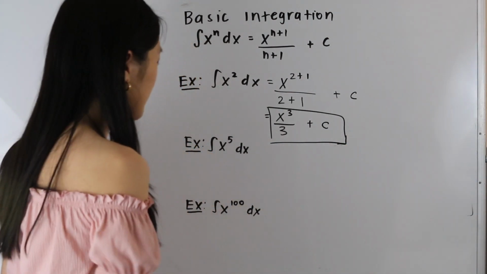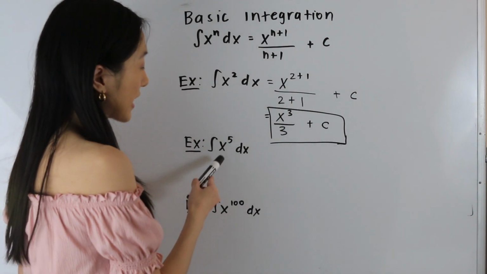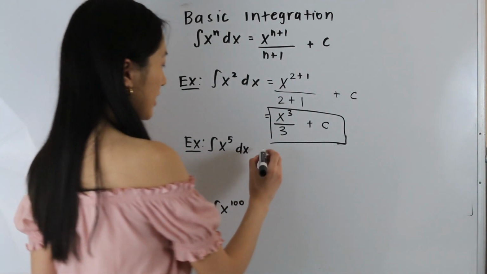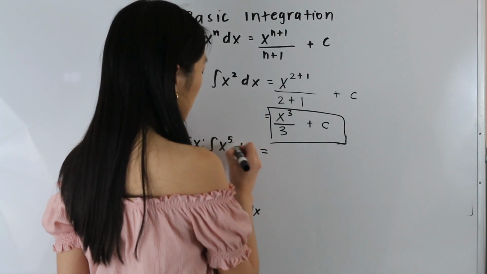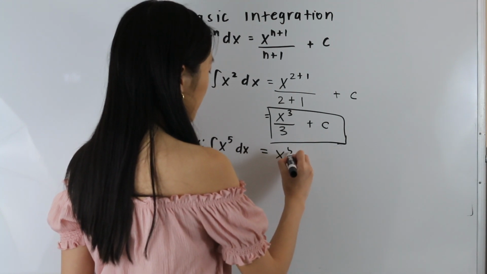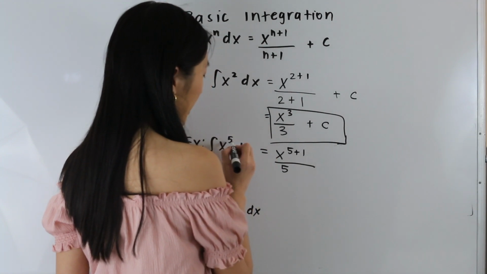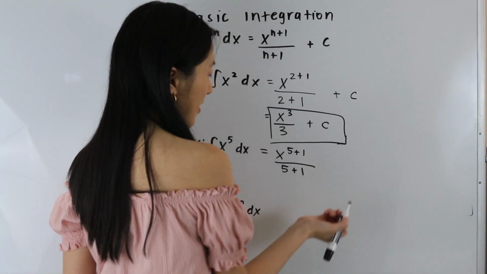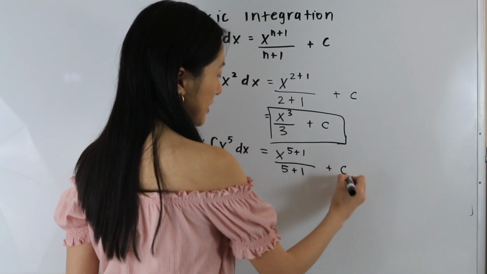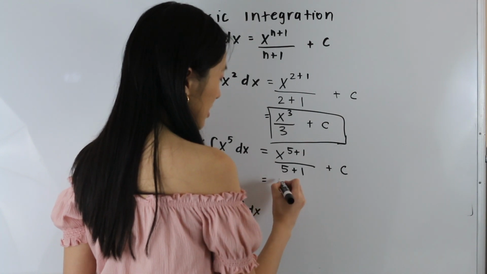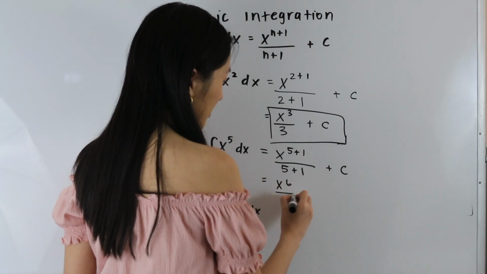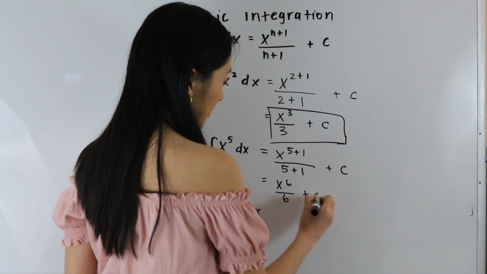In this next example here, we have the integral of x to the fifth, and so the first thing that we're going to do is add 1 to our power. So we have x to the fifth plus 1, and then we're going to take our power, which is equal to 5, and add 1 to that, and then plus c. So simplifying this, we have x to the sixth over 6 plus c.